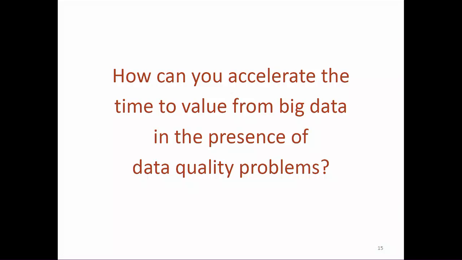So how can you accelerate the time to value from big data in the presence of data quality problems? What I have talked about is that once you get the data, you need to understand that the data will have a lot of data quality problems. You need to understand which problems are the most problematic for you, and then you'll have to obviously solve them. How we solve them to get value is what Thomas will talk about.